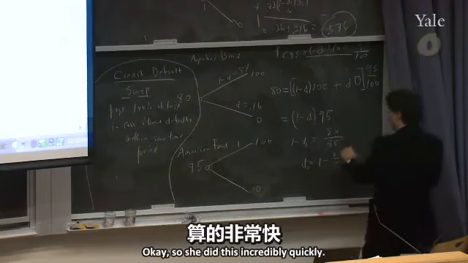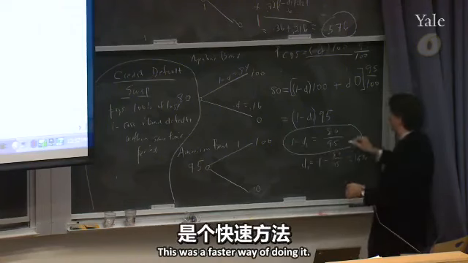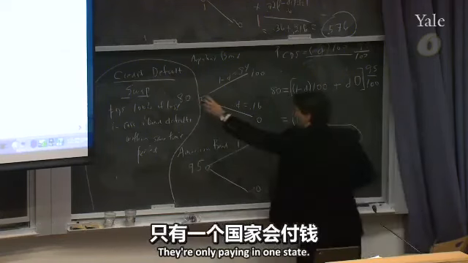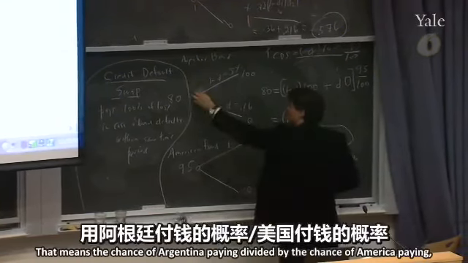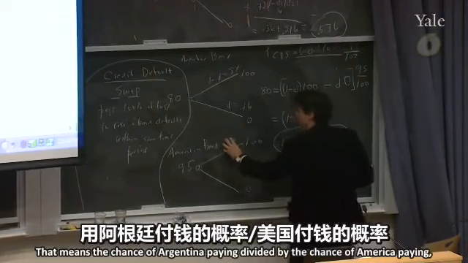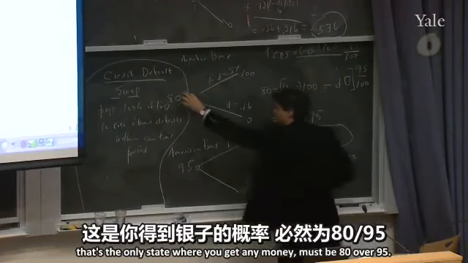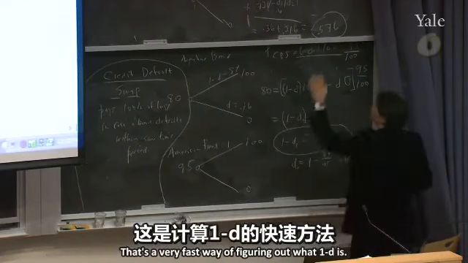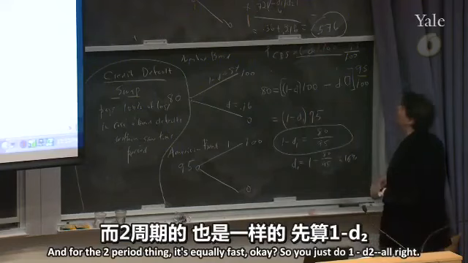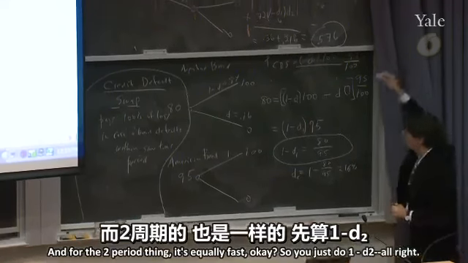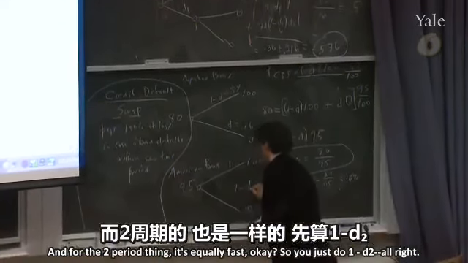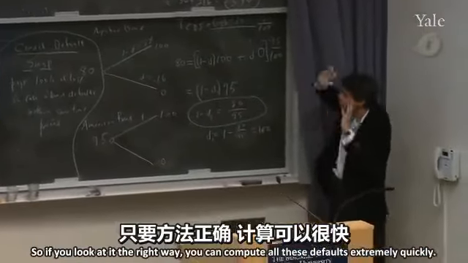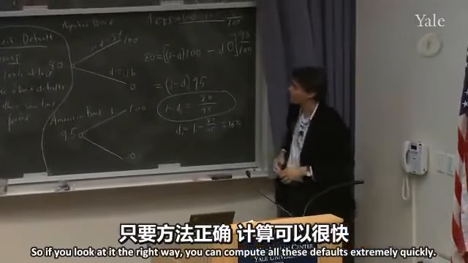Okay, so she did this incredibly quickly. This was a faster way of doing it. The Argentine bond is worth 80/95ths of the American bond. They're only paying in one state. That means the chance of Argentina paying divided by the chance of America paying, that's the only state where you get any money, must be 80 over 95. So that's a very fast way of figuring out what 1 minus d is. And for the 2-period thing, it's equally fast. So you just do 1 minus d2. All right, well, I'm going to have to start with this next time. But anyway, 1 minus d2 is equally fast. So if you look at it the right way, you can compute all these defaults extremely quickly.